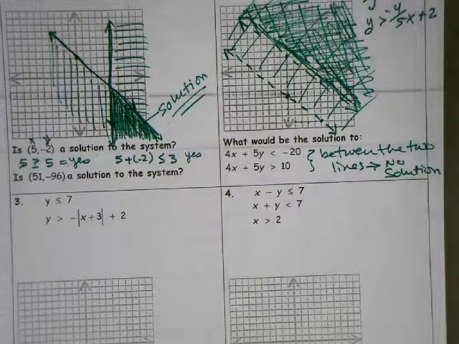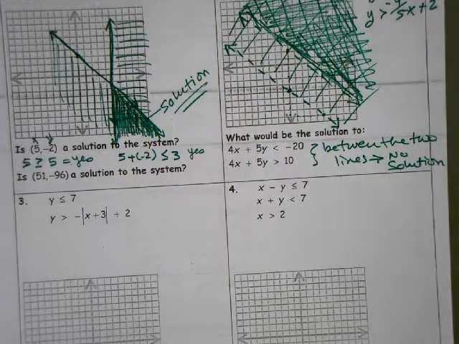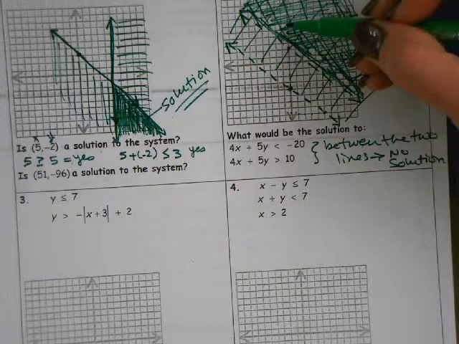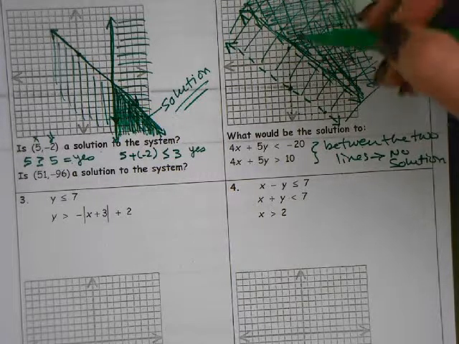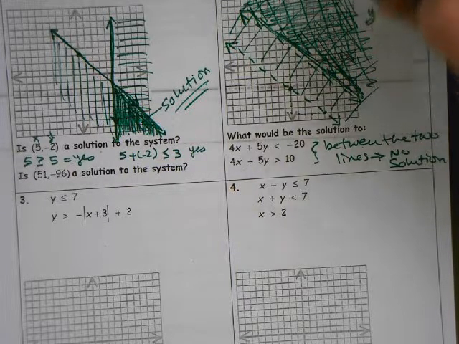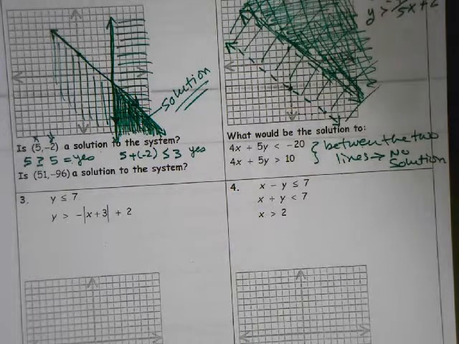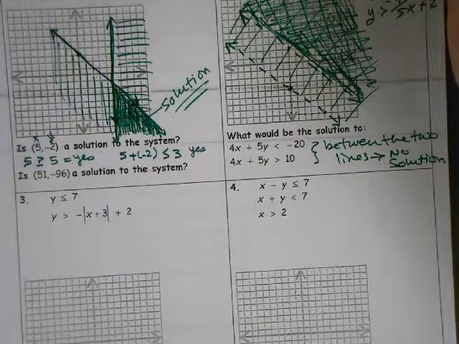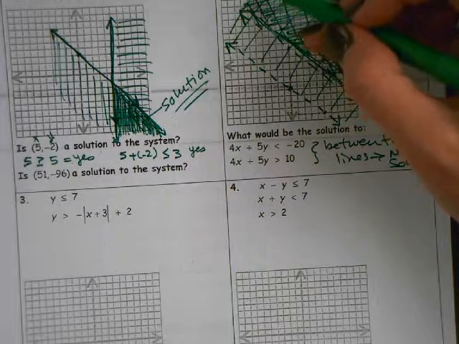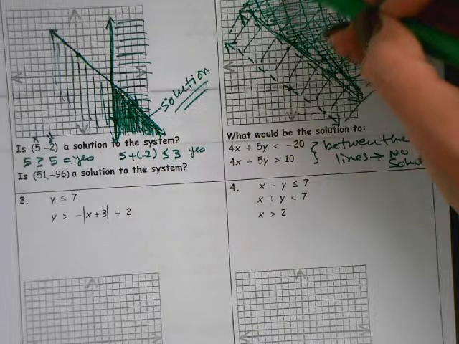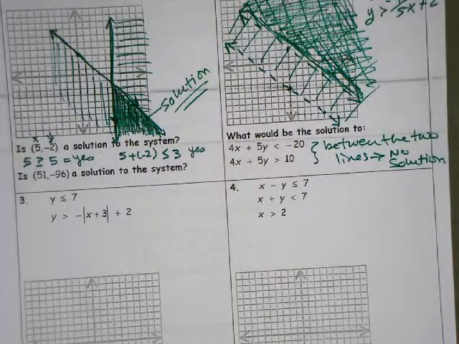Okay, and what I mean by solution, again, just to remind you guys, is the values that would make both those equations true. So basically, if I plug in a value, so let's take, let's see, what is this one? Let's take like 5, 0. If I take 5, 0 and plug it into both those equations, that would be true. So if I do 4 times 5 plus 5 times 0, is that greater than negative 20? Well, 20 is greater than negative 20, so that is true. If I do 4 times 5 plus 5 times 0, is that greater than 10? And that is true. So both of those are true, therefore that's a solution.